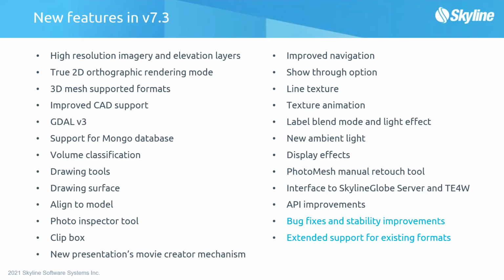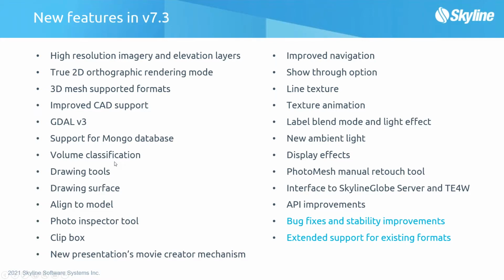We've added a true 2D orthographic navigation and rendering mode. So instead of viewing things from the top with a perspective, everything is perfectly in 2D view. We've added additional 3D mesh formats, so we support newer versions of formats such as SLPK, and we've also added the ability to export to other formats such as 3MX and updated Cesium versions. We've improved CAD support for DWG and CAD layers, GDAL version 3, and support for Mongo database, so a document database can also be included.